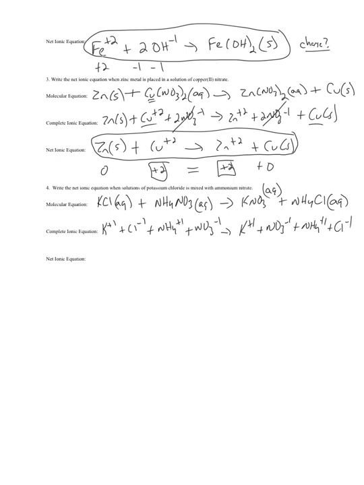Okay, what cancels out of this reaction? Potassium, same on both sides. Chloride, same on both sides. Ammonium, same on both sides. Nitrates on both sides. What's left? Nothing. This is an example of a double replacement reaction that's a no reaction.